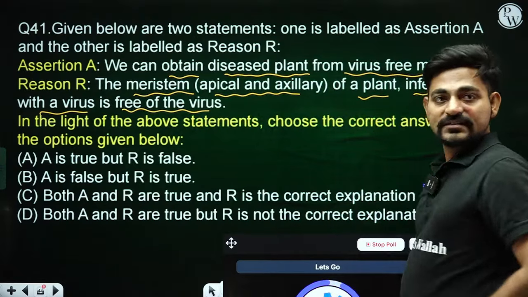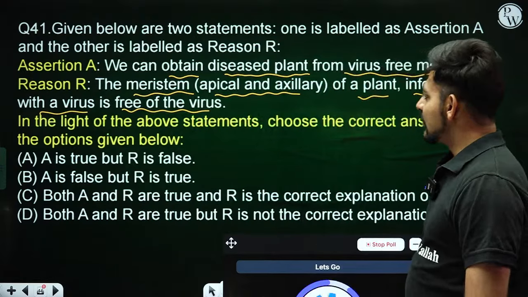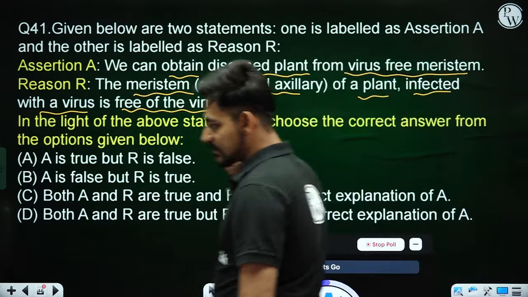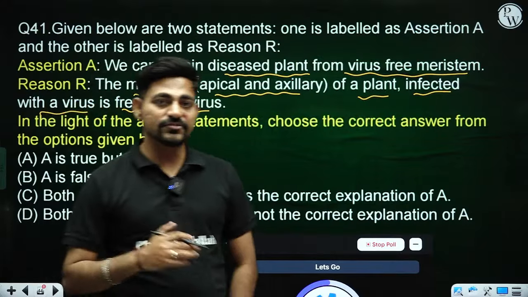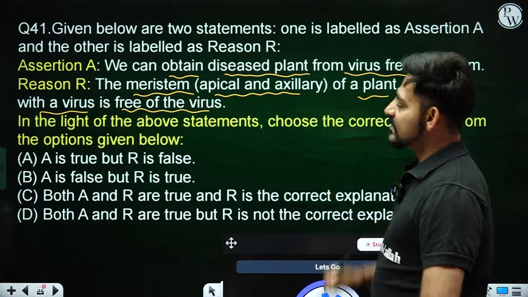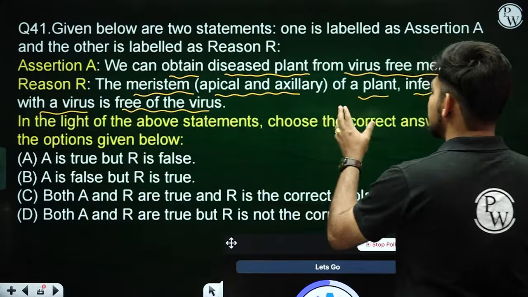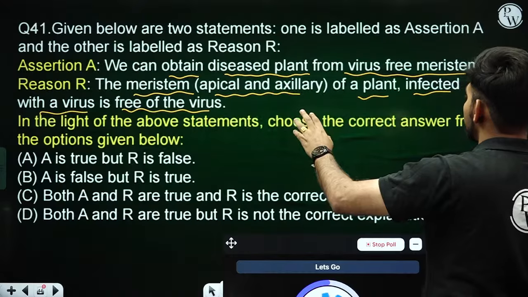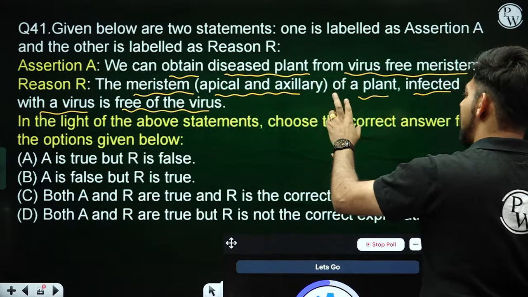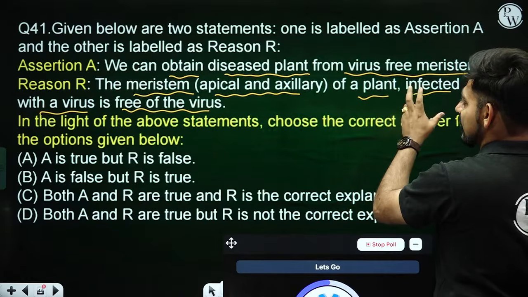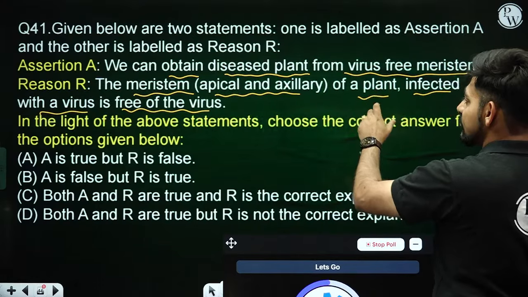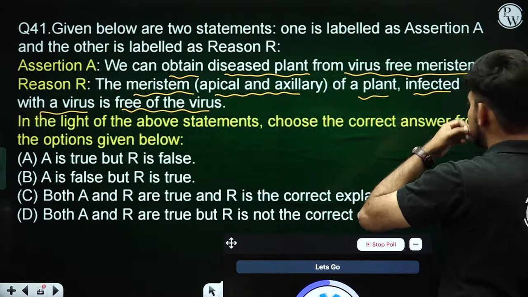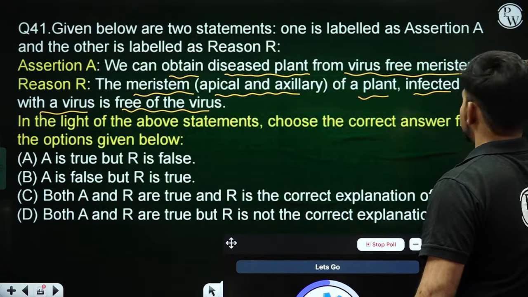So if we check the assertion here, we can obtain disease-free plant from virus-free meristem. Something is missing. Something is wrong in this assertion. What is missing? We cannot obtain diseased plant from a virus-free meristem. Rather, we can obtain a virus-free plant from a virus-free meristem of a diseased plant. Yes, so that's why assertion will be false.